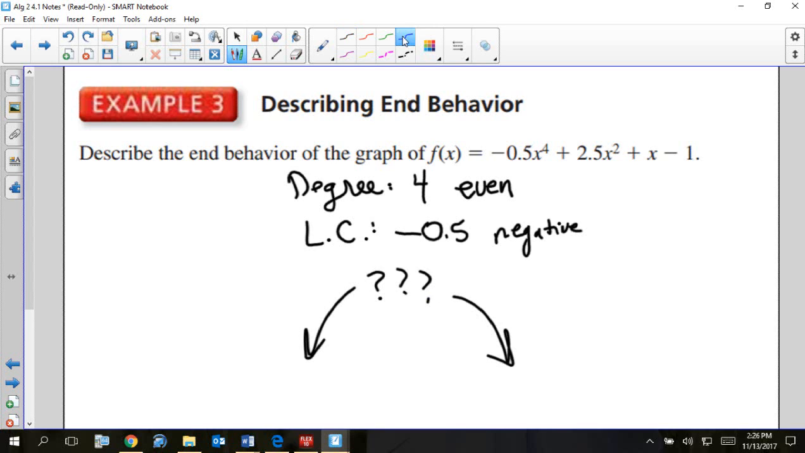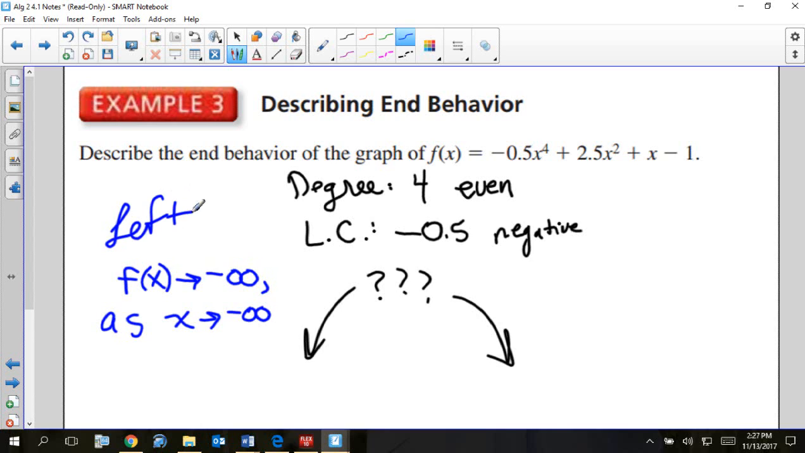So on the left side, over here, we're always going to start with y. So we're going to start with f of x approaches. Where is y going on this side? Up or down? Down. Negative infinity. And then you write as, then you talk about x second. Where does x go on the left? Which infinity is left? Negative infinity. You just have to know which infinity it is. So if it's left, this is the left side over here, right?